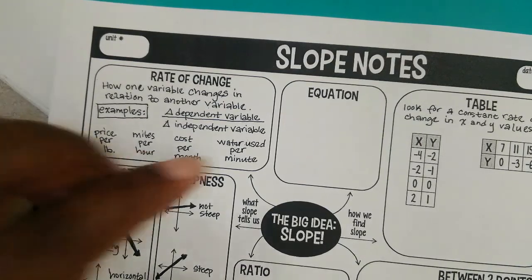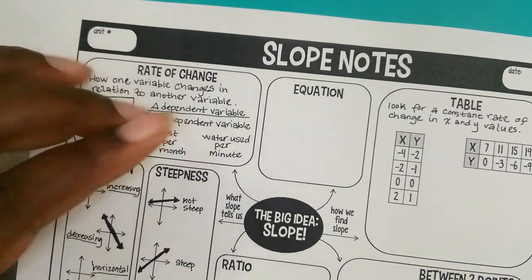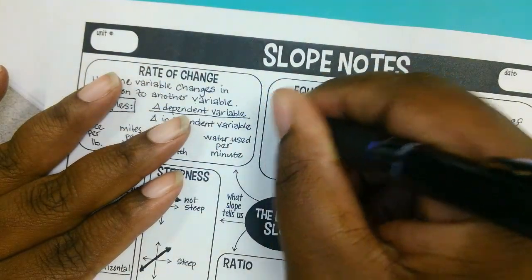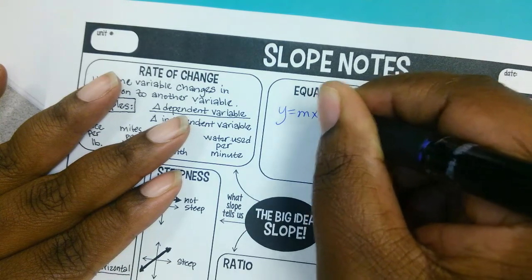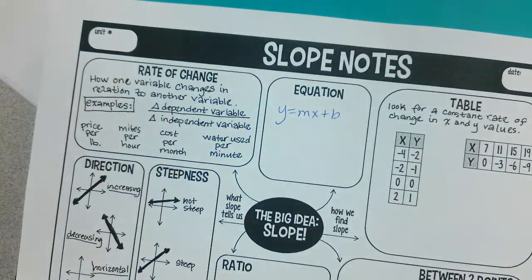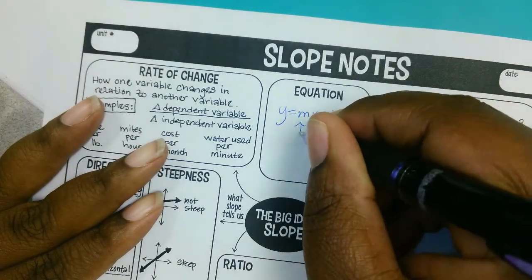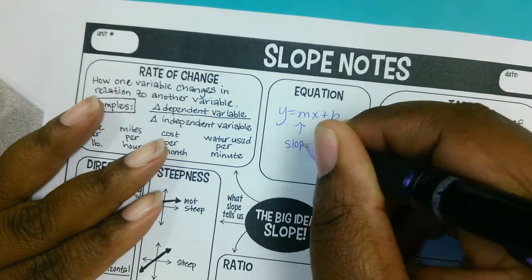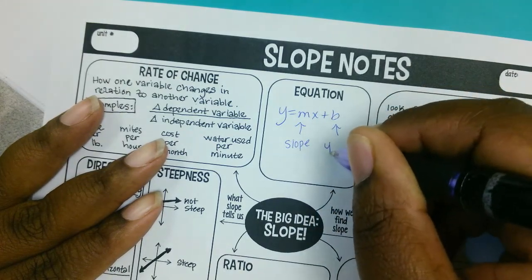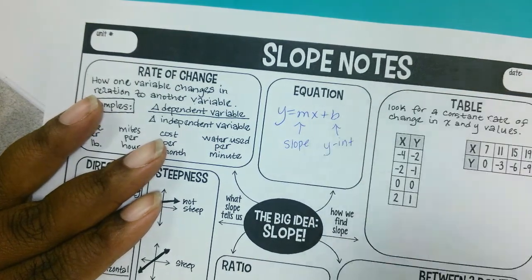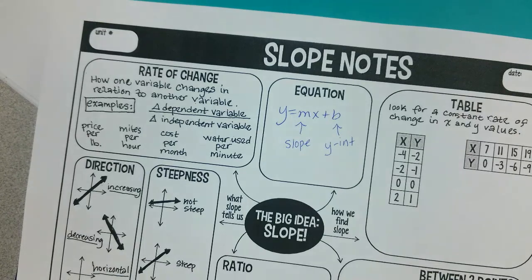Now I can also have it in an equation. The best equation is y equals mx plus b, slope-intercept form. So whenever an equation is in slope-intercept form, that can help me find slope. Where my m is the slope and my b is the y-intercept. If your equation is not in slope-intercept form, you want to rewrite it so that it is in slope-intercept form.